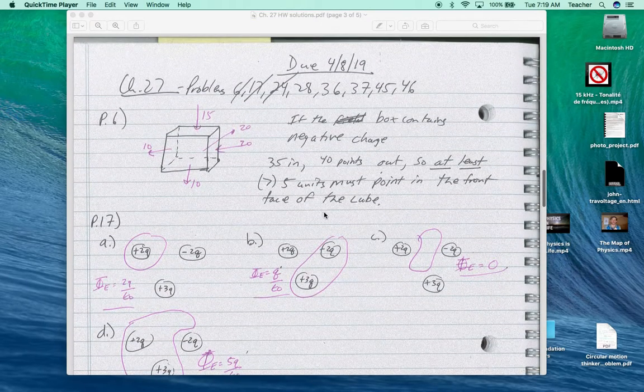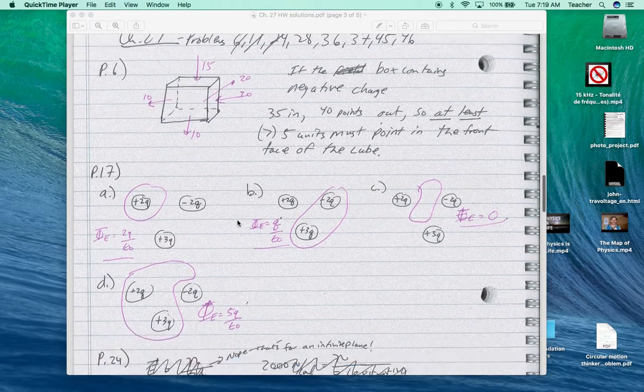Problems. So with this, it says that the box contains negative charge. We've got to have more negatives going in than out. Right now there's 35 in, but 40 pointing out. So we need at least 5 units pointing into the one side that doesn't have anything showing.